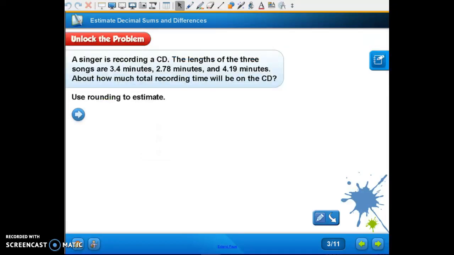A singer is recording a CD. The lengths of 3 songs are 3 4/10 minutes, 2 78/100 minutes, and 4 19/100 minutes. About how much total recording time will be on the CD?